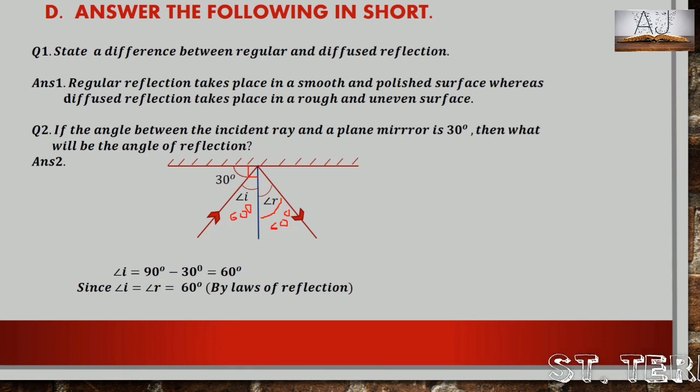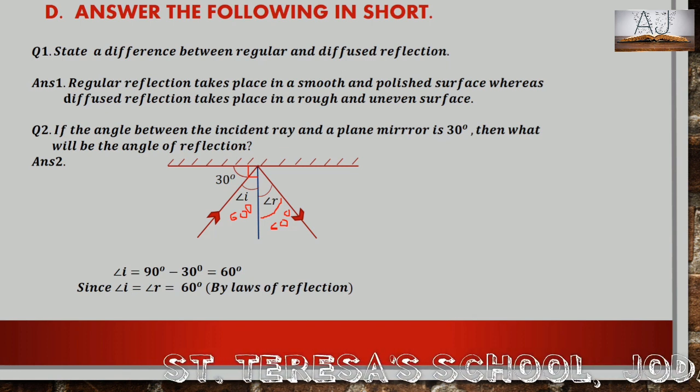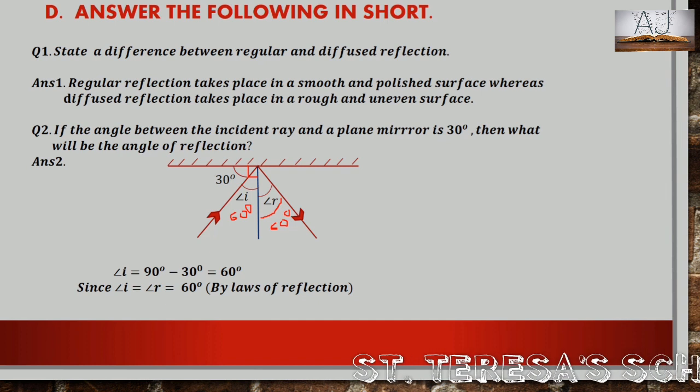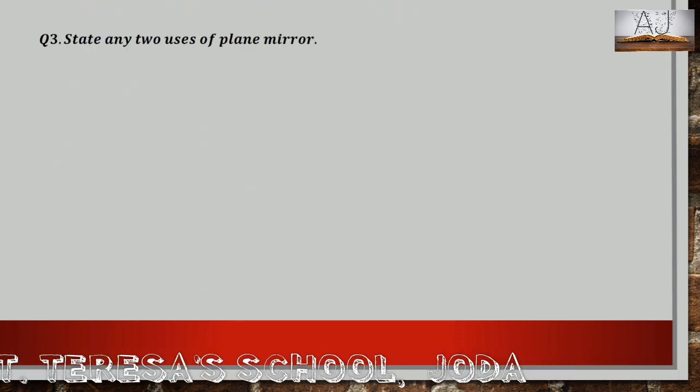So first, 90 minus 30, that is the angle of incidence, comes 60. Then angle I equals angle R by the laws of reflection. Therefore, the angle of reflection also comes 60 degrees.